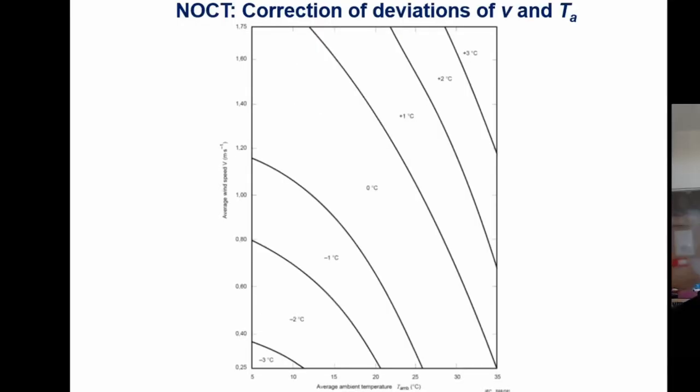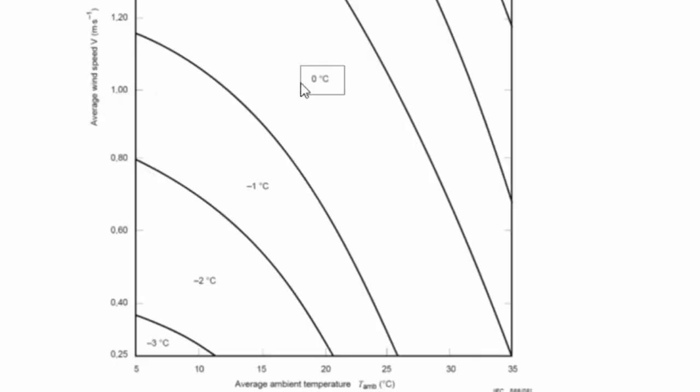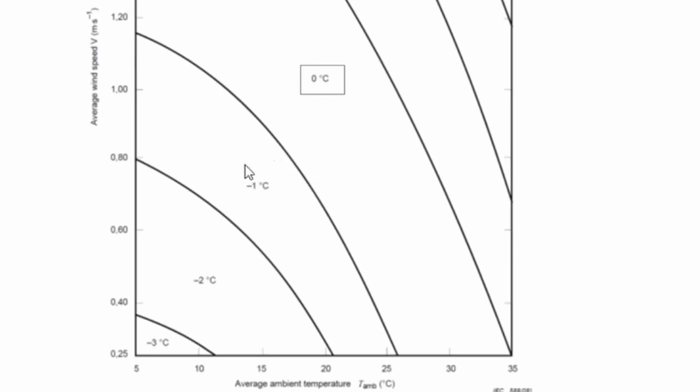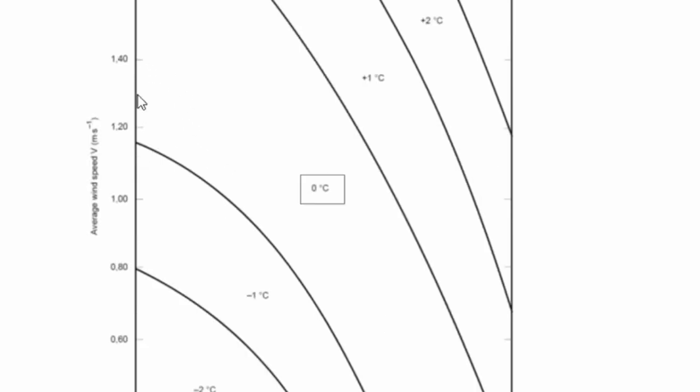So if you really have the actual conditions, that means 1 meter per second wind speed and an outdoor temperature of 20 degrees, you don't have to correct. If you have higher temperatures, then you have to correct by 1 degree, or if you have lower temperatures, you have to correct by -1 degree, and the same for the wind. If you have higher wind speed, that is a higher cooling effect, you have to add 1 degree. If you have lower wind speed, you can take off 1 degree of the NOCT.